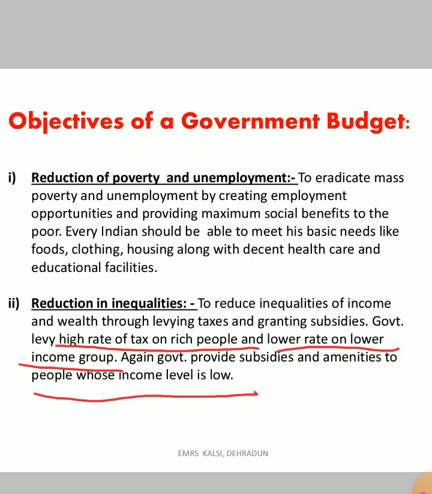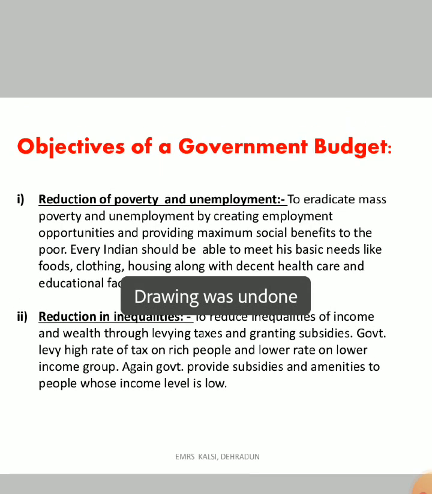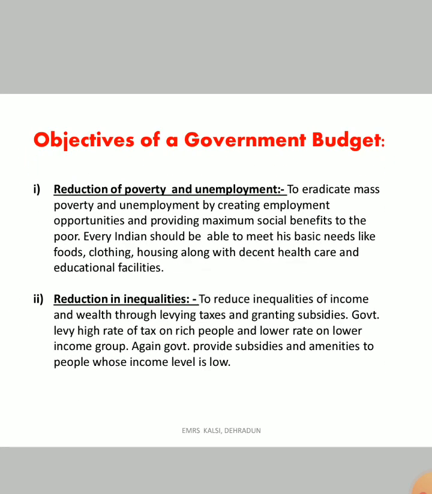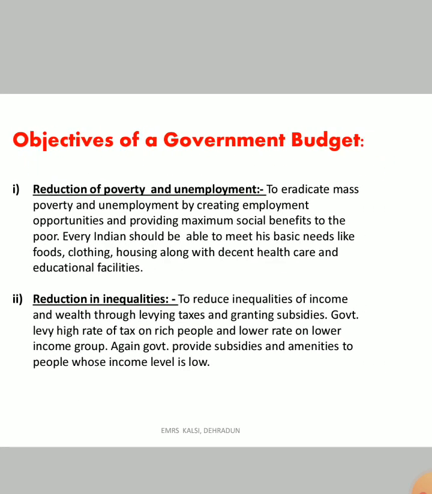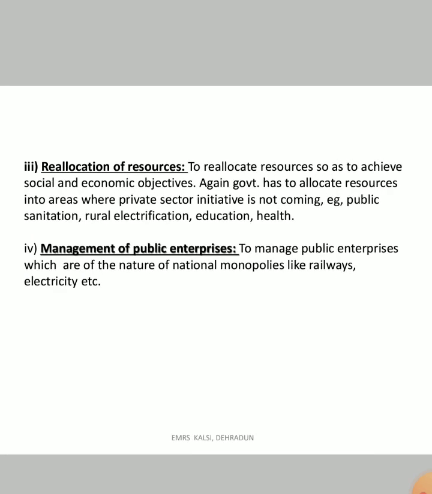So government decides these tax rates according to the income level, and government provides subsidies to the poor people, like subsidies on electricity or on cylinders, etc. In this way government tries to reduce the inequality. Now the next objective is to reallocate the resources.